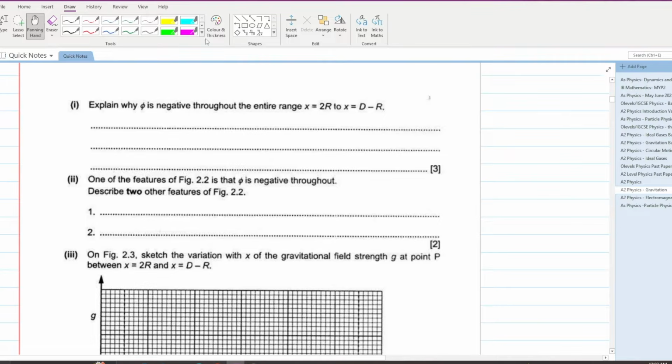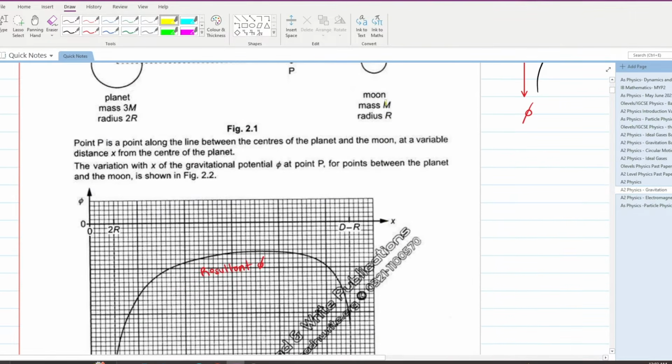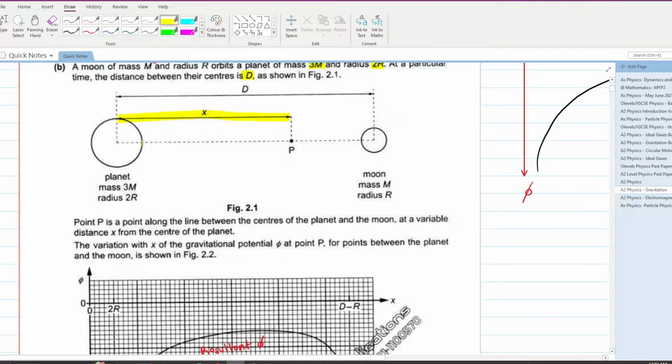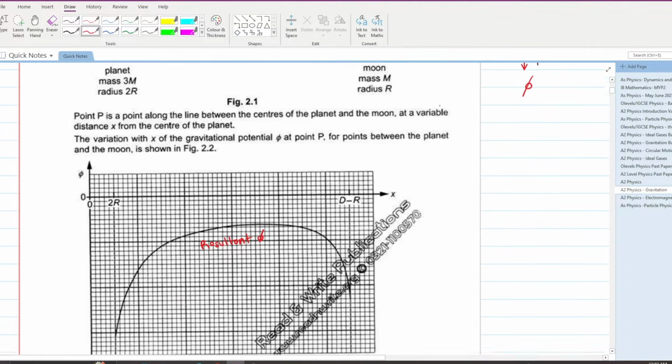Explain why phi is negative throughout the entire range x equals 2r till x equals d minus r. In this entire range, that is x equals 2r is somewhere here, from this point till this point, that is the whole distance d. Why is this gravitational potential value negative?